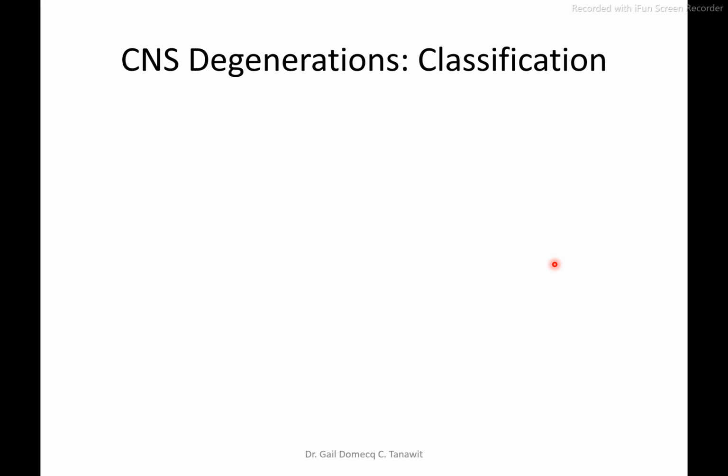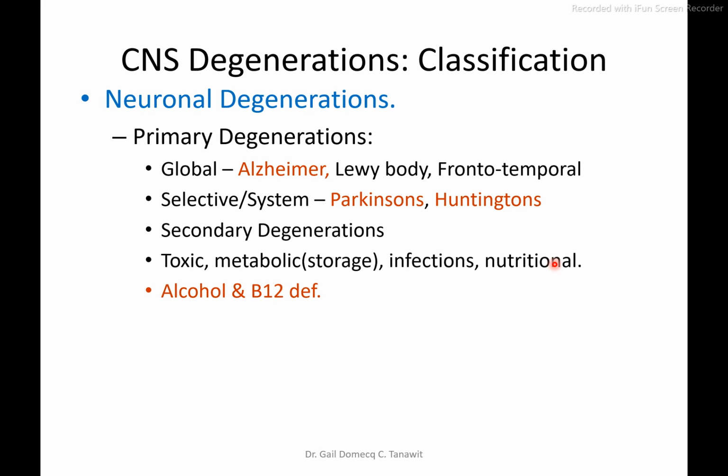So what are the classifications of the CNS degenerations? We have the neuronal degenerations. There can be a primary degeneration, which are as follows. We have the global primary degenerations, examples of which are Alzheimer's, the Lewy body, and the frontotemporals. We can also have the selective or the systemic type. We have the Parkinson's and the Huntington's diseases.